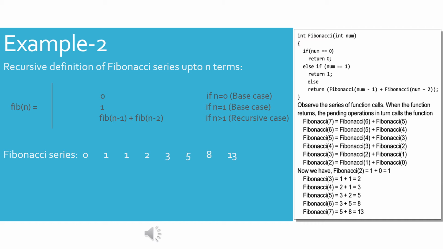Now Fibonacci of 1 and Fibonacci of 0, these two are base cases, so the values are already given, that is 1 and 0. So now we have Fibonacci 2 is equal to 1 plus 0 is equal to 1. So Fibonacci 3 is equal to 1 plus Fibonacci 2, that is 1 plus 1 equal to 2. Similarly, Fibonacci 4, 5, 6, 7. And the final result we got is 13. And we printed the values, whatever we have got in each step.